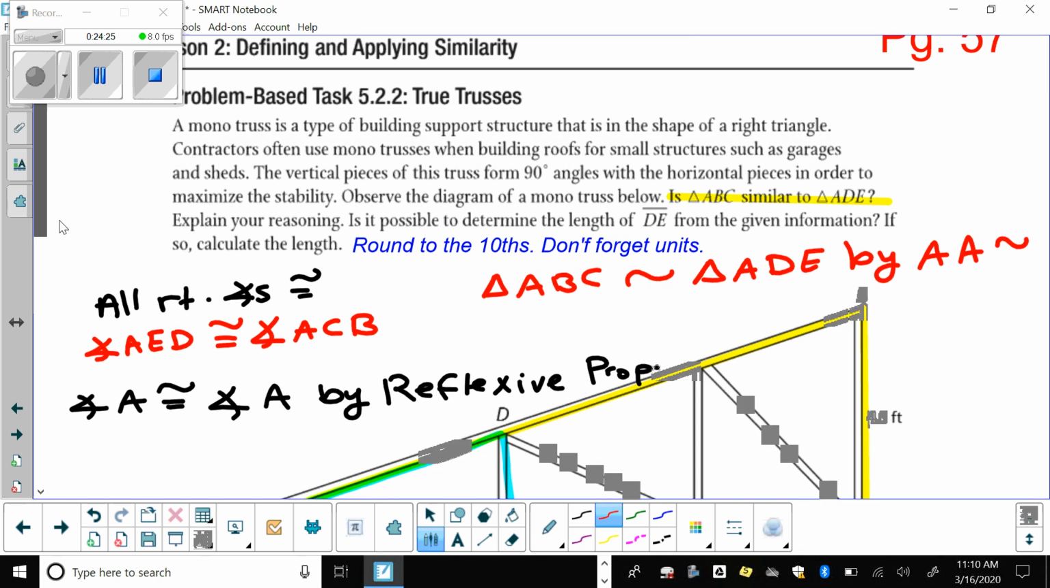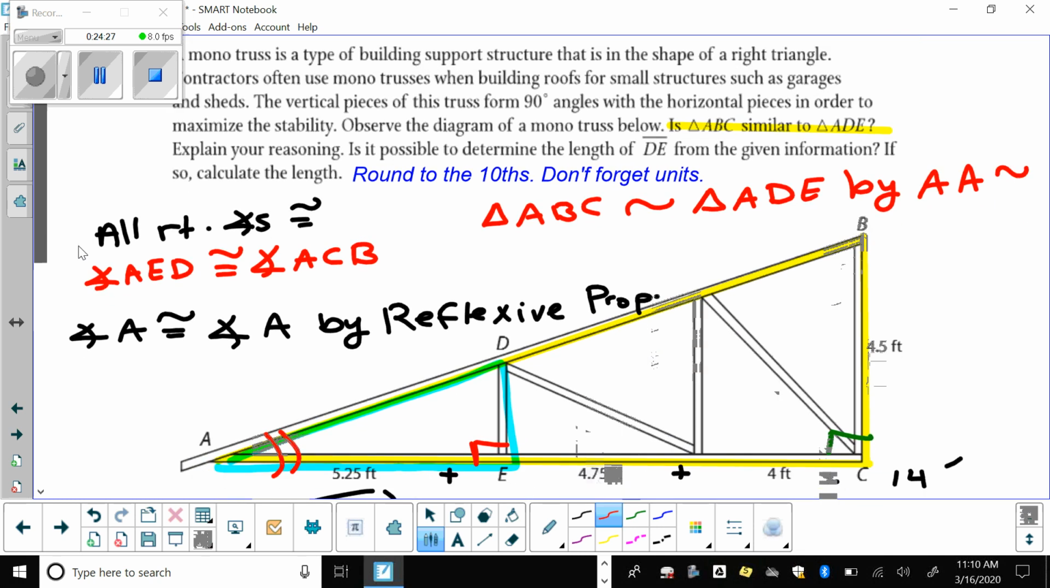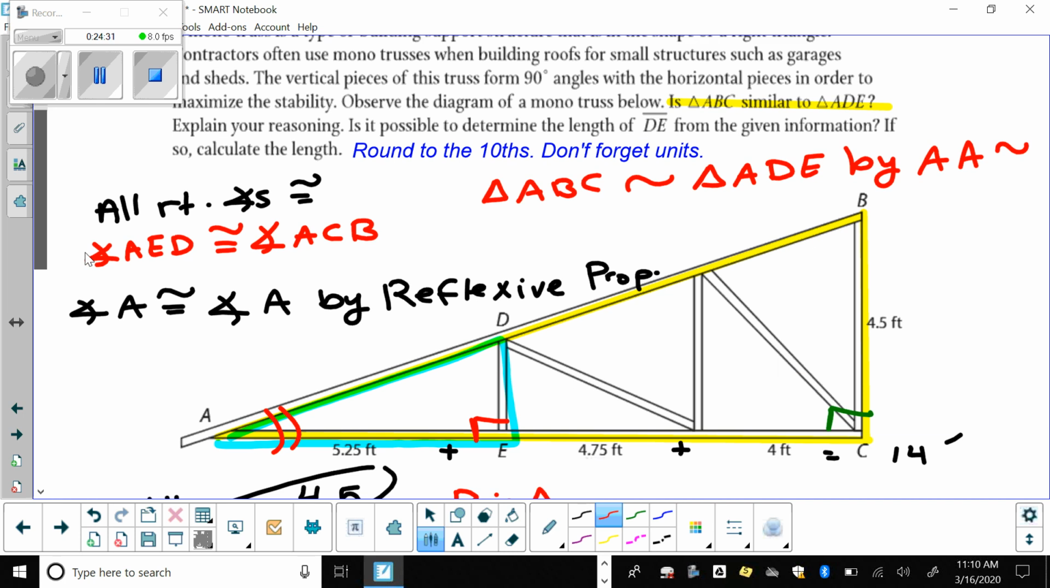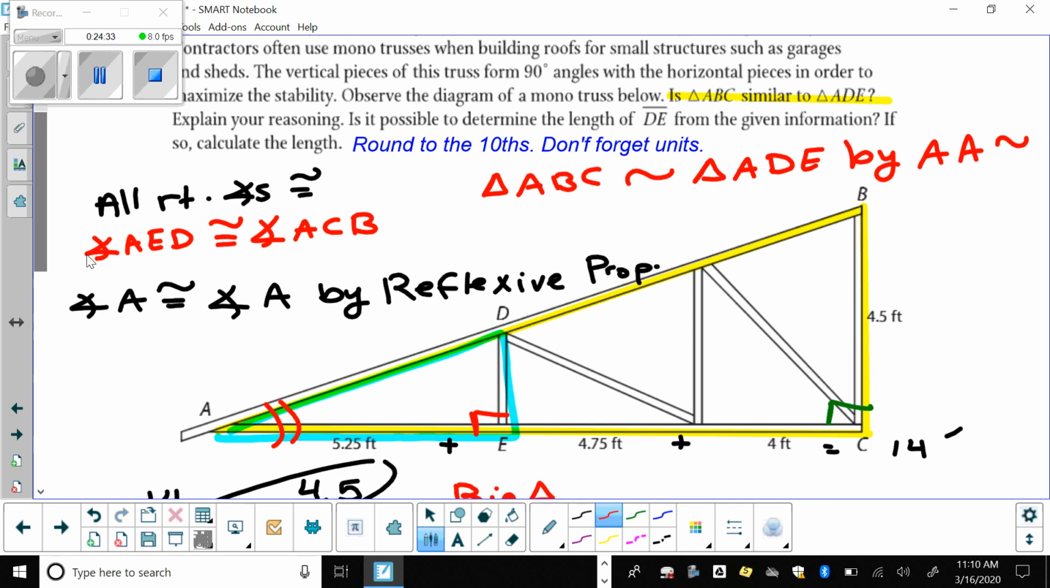Problem-based task, it is a good problem. I try to highlight. Basically, they want us to prove whether or not triangle ABC and triangle ADE are going to be similar. So if you notice, triangle ADE, I tried to highlight that in blue for you guys, and triangle ABC, I tried to highlight that big triangle in yellow.